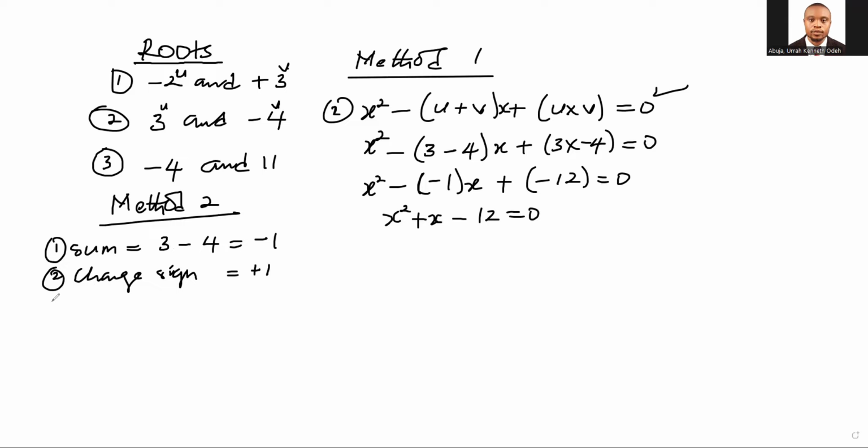Then we have the product. Step 3 is the product. The product here is 3 times minus 4, which is minus 12. So let's put this together. I'm using n as my variable here. N squared, my middle term here is plus n or 1n, depending on how you want to put it. Then minus the last term, 12, equal to 0. You can see that it's basically the same thing as what I have here.